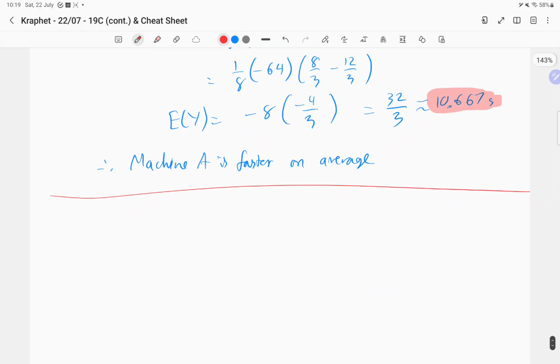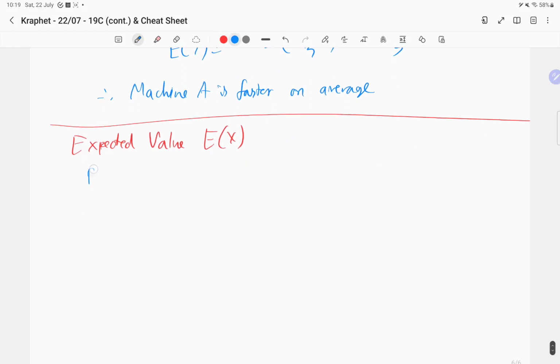So quick notes on expected value, which is E of x. You have only learned three main distributions: the binomial, the probability density function for a continuous distribution, and the normal distribution. Or actually, there's sampling as well. Yeah, the sampling distribution.